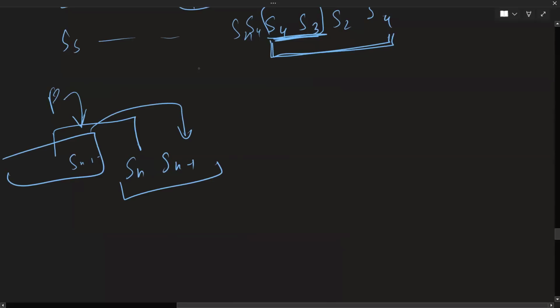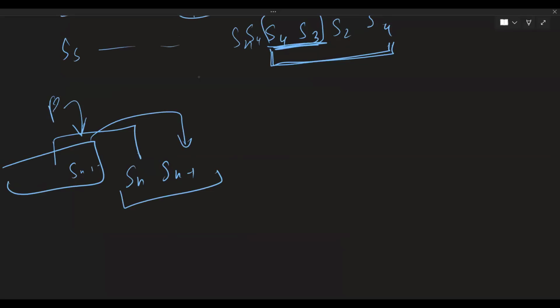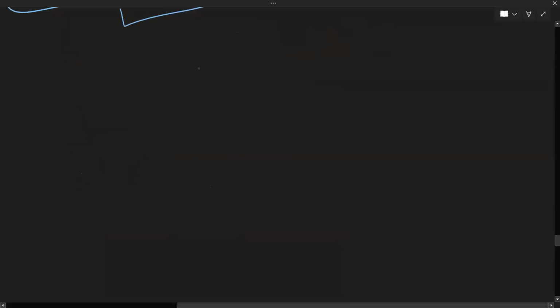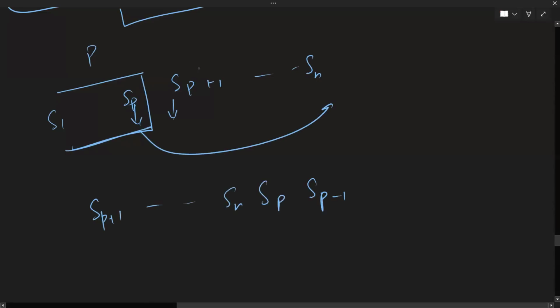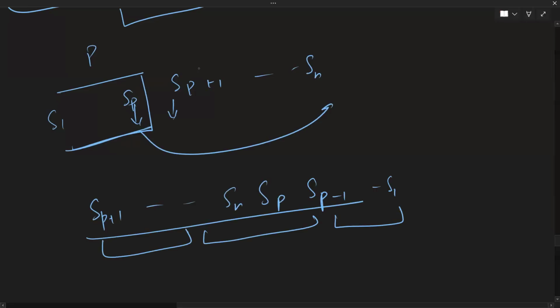Otherwise, if your P is something before it, your answer exists. So how to check? Just do the operation that is asked, and check whether your string is K proper or not. Once you choose this P, suppose S1 to SP, and this is SP plus 1 to SN, just bring these characters at last. So SP plus 1 all the way up till SN, then S1 all the way up till SP. Just check whether this string is K proper or not. This is simple. If this is true, then your answer is yes. Otherwise, your answer is no. And for yes, your answer is P, whatever P we had chosen initially.